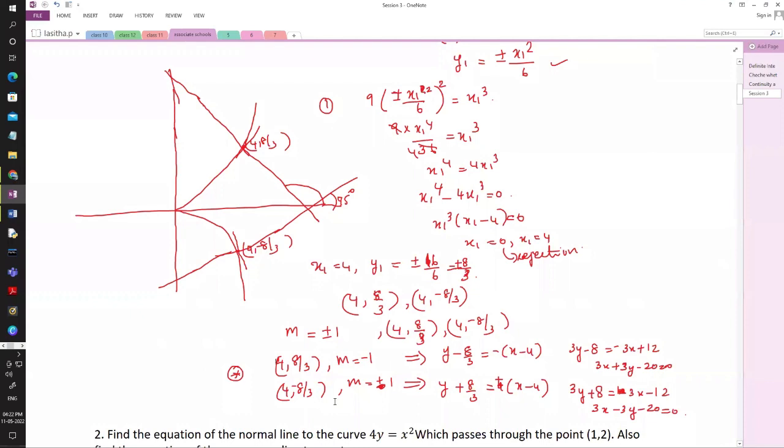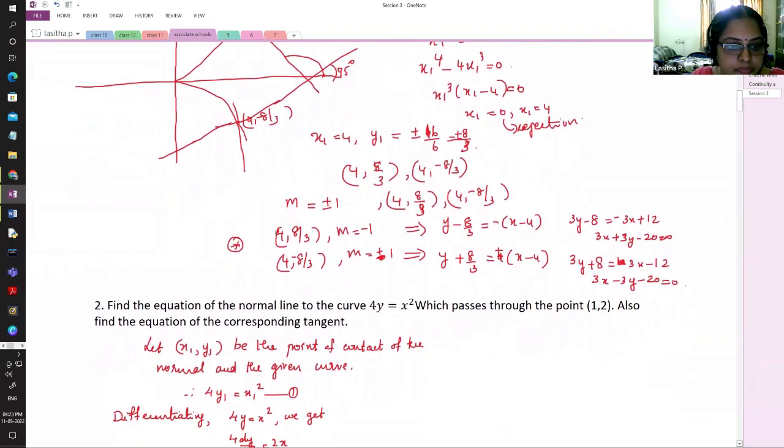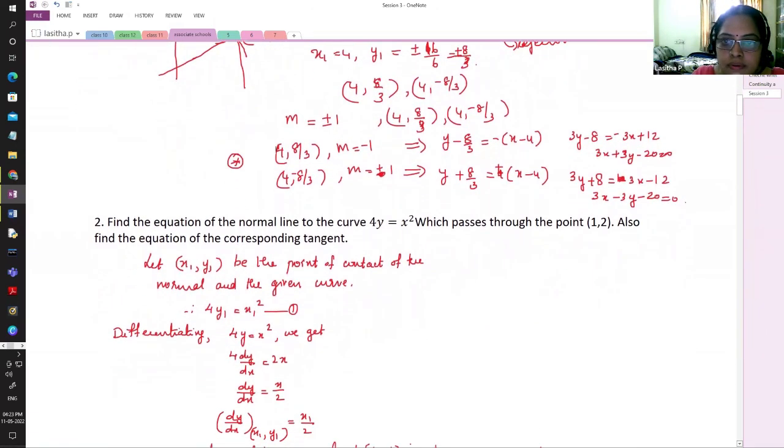No, ma'am, now clear, ma'am. Yes, this is the miscellaneous exercise last question. Last question, yes. Last one more question. Yes, actually it was only the points they asked, but in the examination they asked the normal equation also. Yes, ma'am. Now another confusing question is this one.